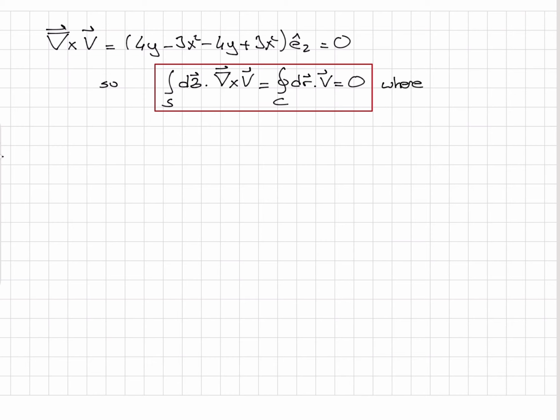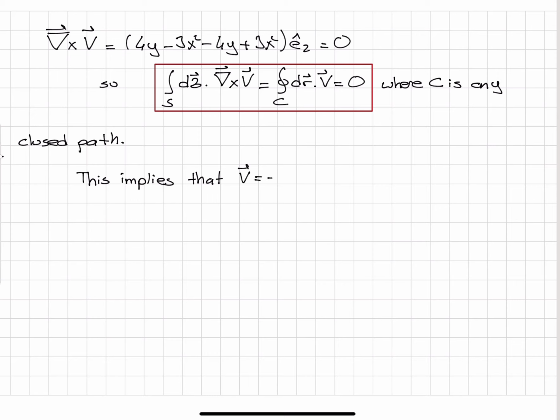So here C is any closed path. And finally, because the curl of this vector is 0, this implies that the vector v is derivable from a scalar potential as minus gradient of phi, which is to say v is a conservative vector field.